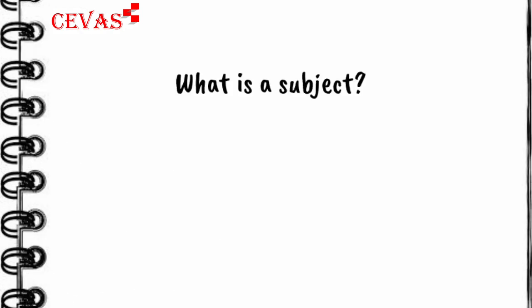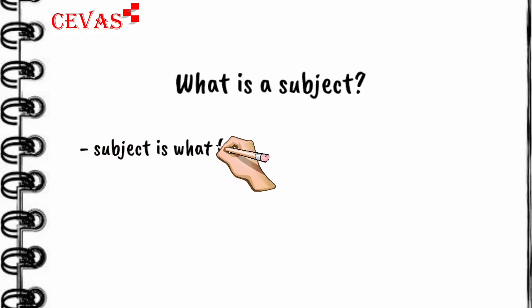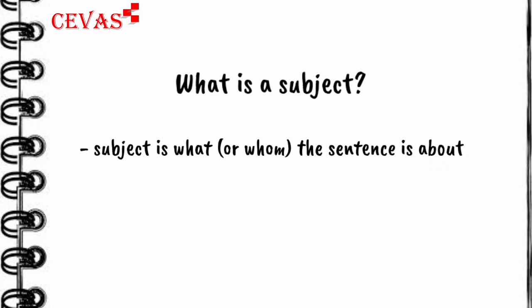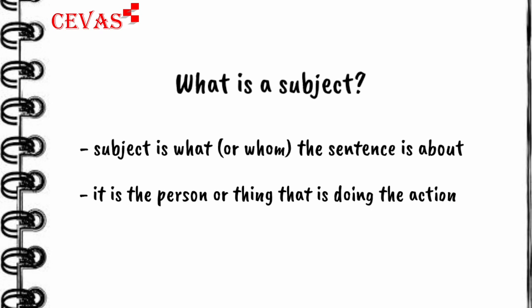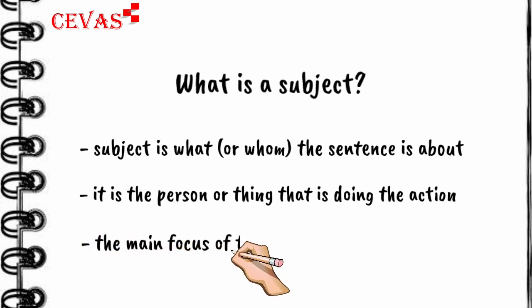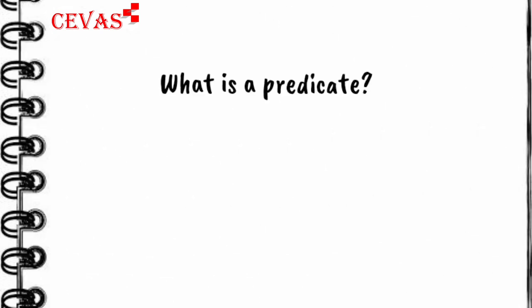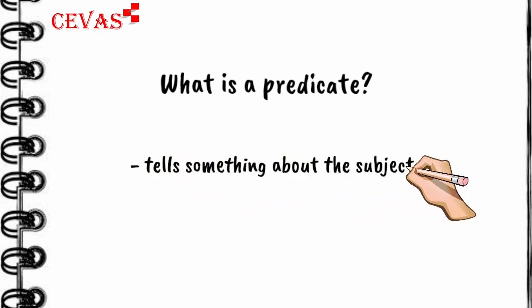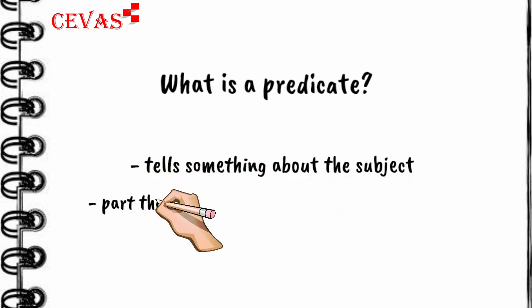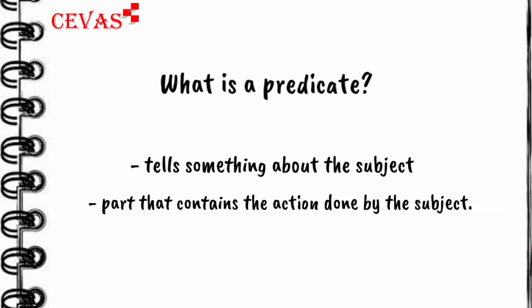What is a subject? The subject is what or whom the sentence is about. It is the person or thing that is doing the action or the main focus of the sentence. What is a predicate? The predicate tells something about the subject. It is the part that contains the action done by the subject.